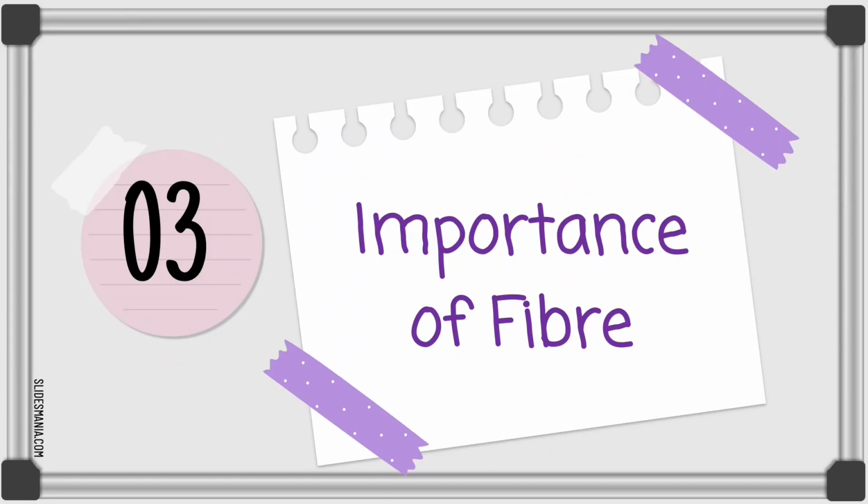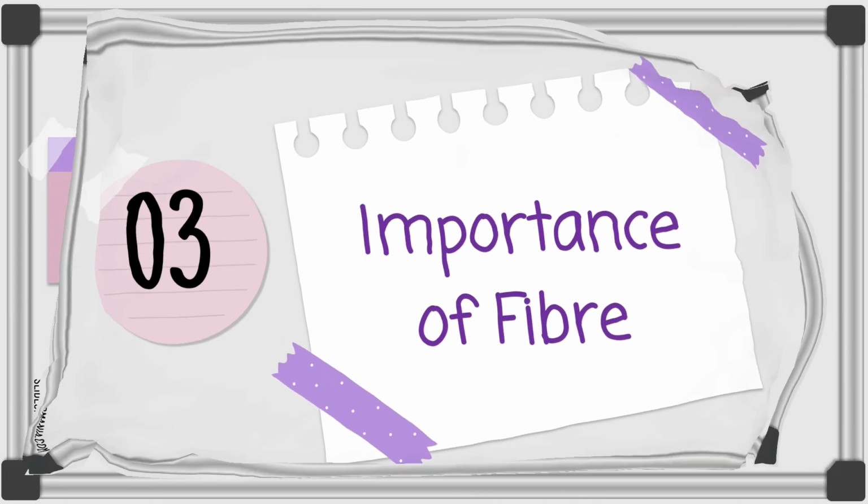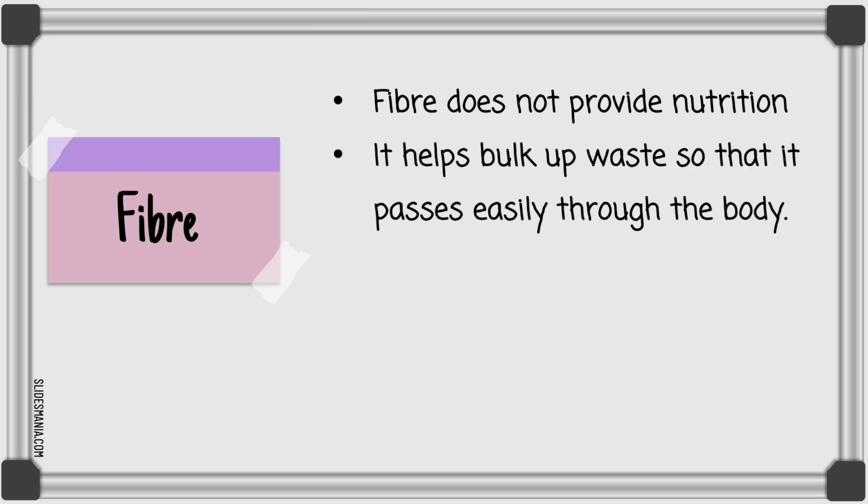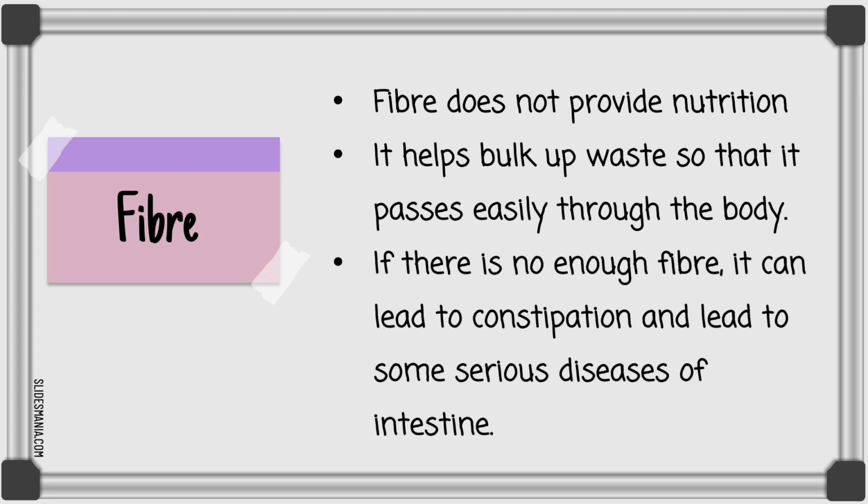About the new words nutrient, we learned about the different kinds of nutrients. Now there is one more thing. When I mention nutrients, it's fiber. It's actually very important in our body. Fiber does not provide us any nutrition actually, but it helps us to bulk up the waste so that it passes easily through the body. If there is not enough fiber, what will happen? It can lead to constipation and some serious disease of the intestine.